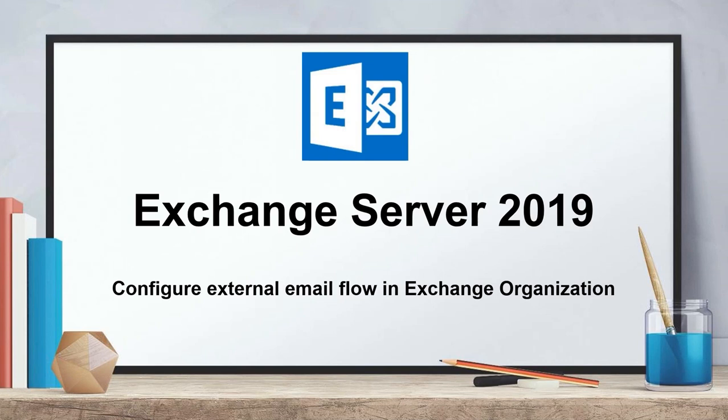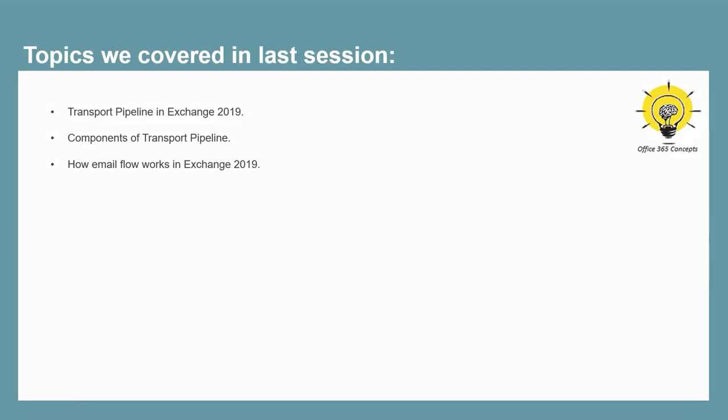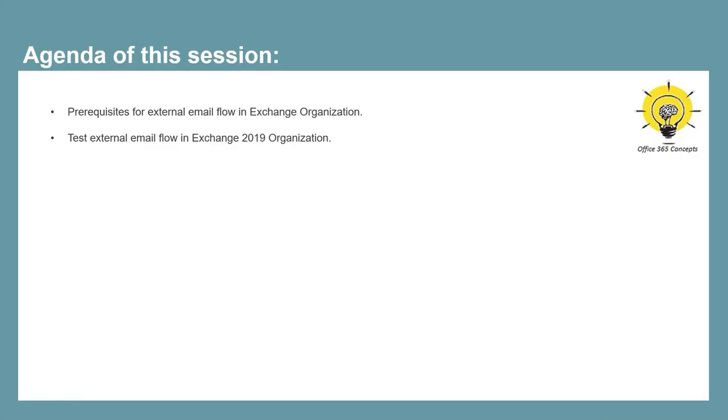Welcome to the next video of this entire series on Exchange Server 2019. In the last video, we talked about the transport pipeline in Exchange 2019. In this video, we will configure external email flow in an Exchange 2019 organization. First, we will understand what prerequisites you need to meet before you receive or send an email to the internet, and then we will test the external email flow.